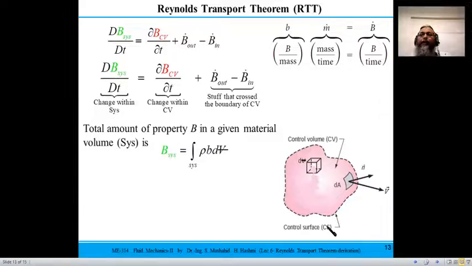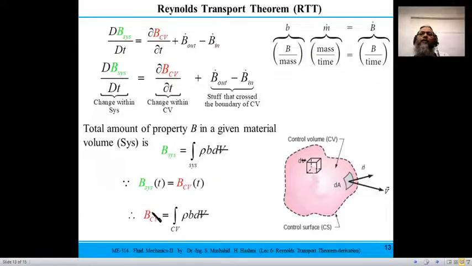We can write the extensive quantity of that system would be, we already have explained this, B times rho times dV would be dm, and dm multiplied by B would be an extensive quantity of that system. As we already learned from the first equation, at a time t instant, the system coincides with the control volume. So same entity in a given region of interest. So we can write both are equal at the time t.